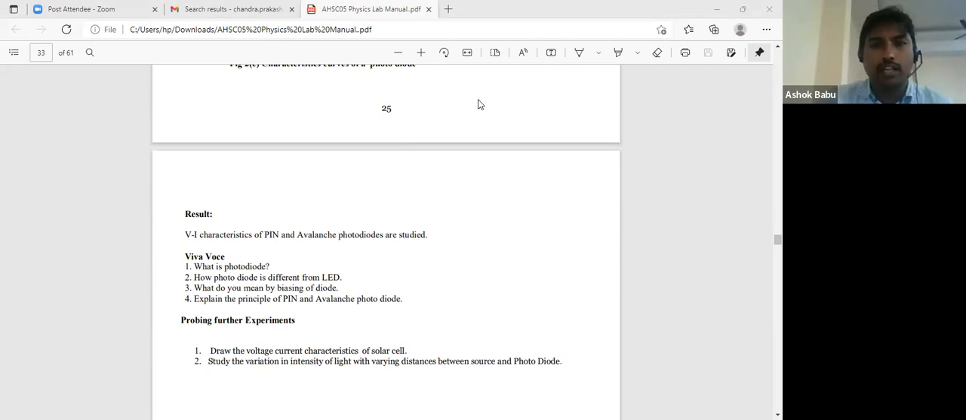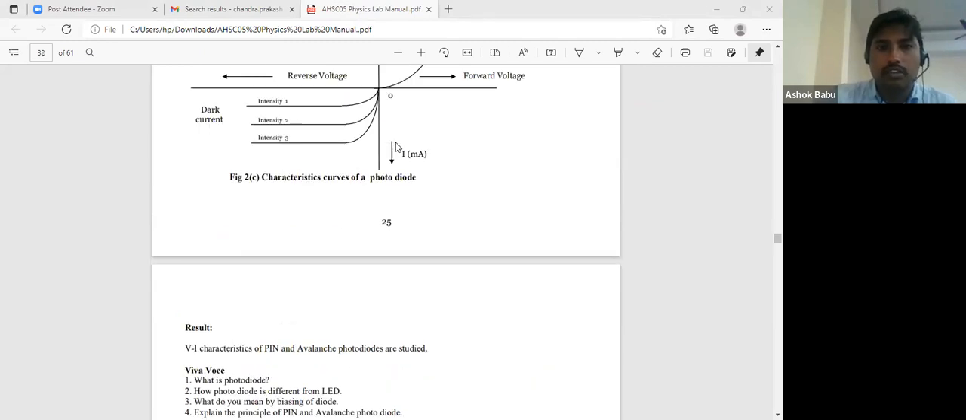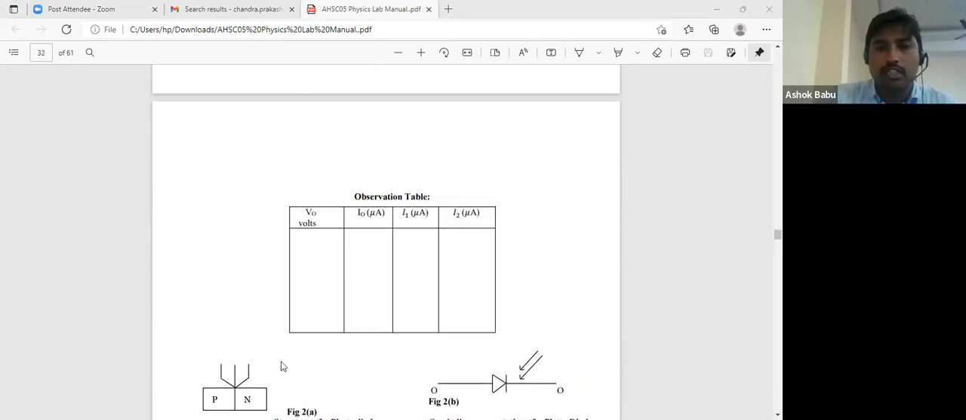Using those observations, try to draw the graph by taking voltage on the negative x-axis and current on the negative y-axis. You have to enter the observations in the observation table. Voltage we are varying from 0 to 12. Initially we take up to 2 volts in increments of 0.5 volts and observe the current values. After 2 volts, we increase in increments of 1 volt, because we get more observations.